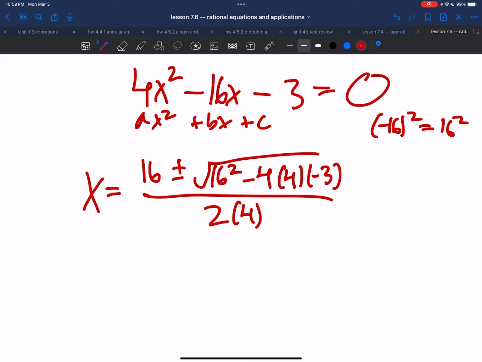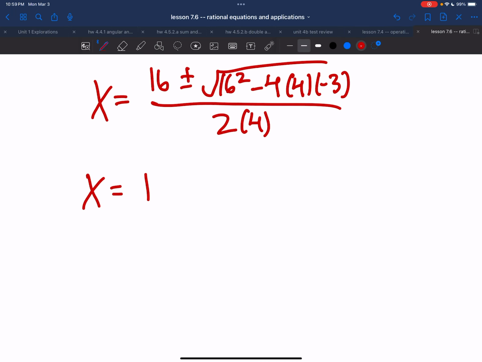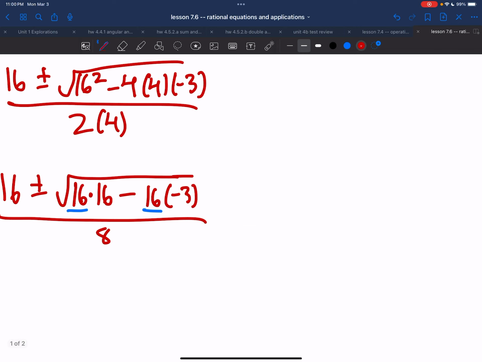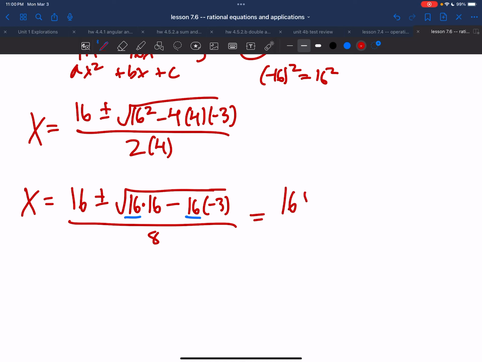I'm actually going to notice that the 16 in there, see that 16 squared? That means 16 times 16. And this 4 times 4 is itself a 16. Because of this, that has 16 and that has 16. That means you can factor out 16 from the expression. So you get 16 plus or minus the square root of 16 times the square root of 16 minus negative 3.